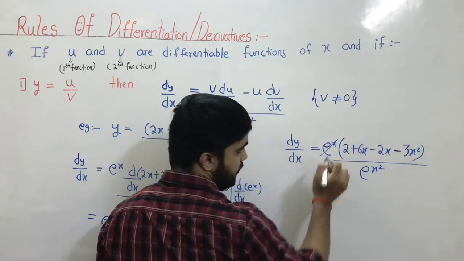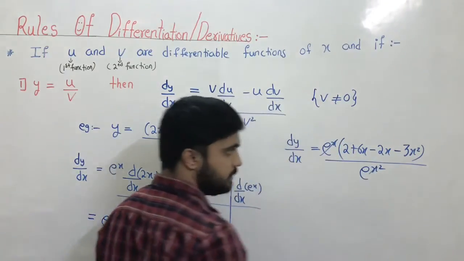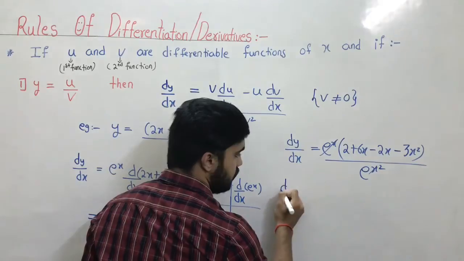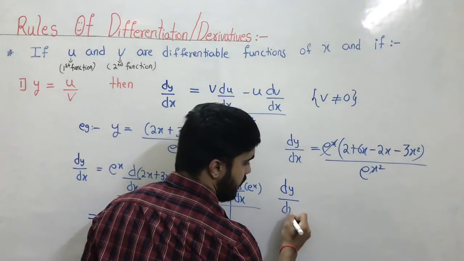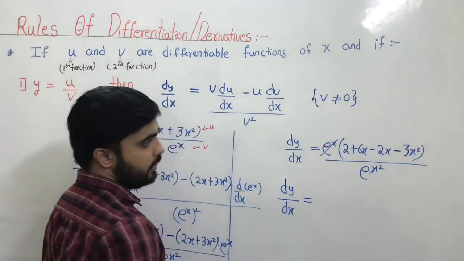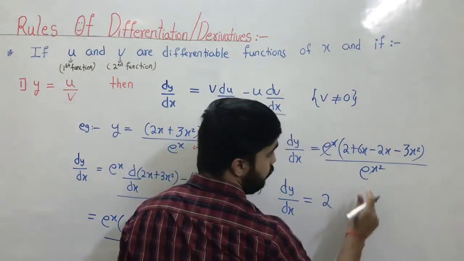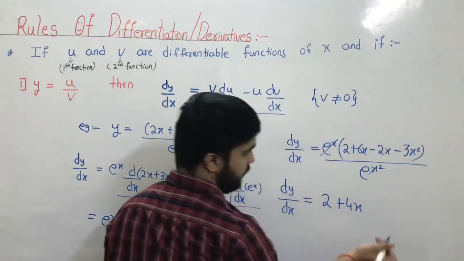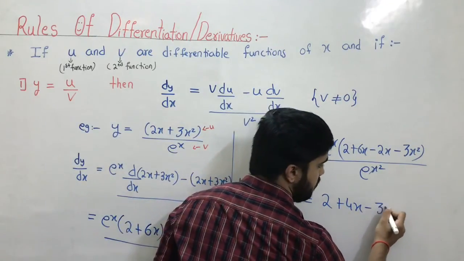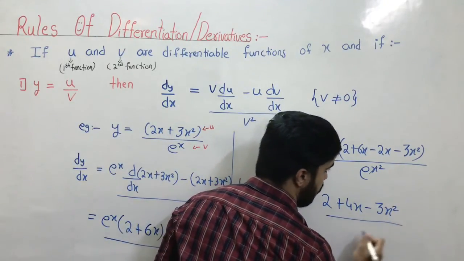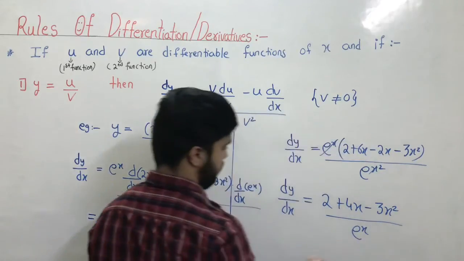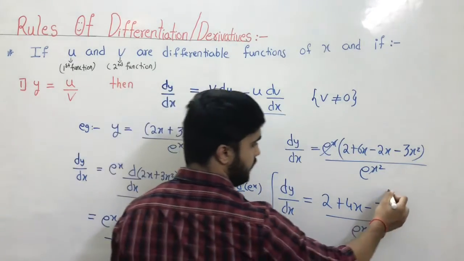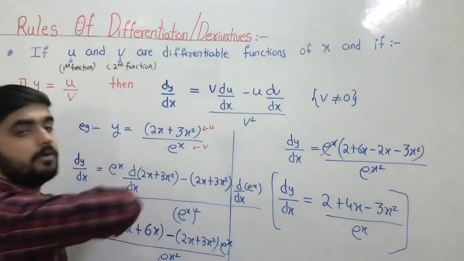Now e raised to x and 1 e raised to x gets cancel out. So what is left is dy by dx. So it is equal to 2 plus 6x minus 2x, it is 2 plus 4x minus 3x square upon e raised to x. So this is our dy by dx according to fourth rule.